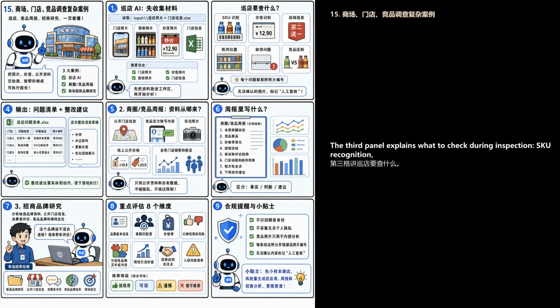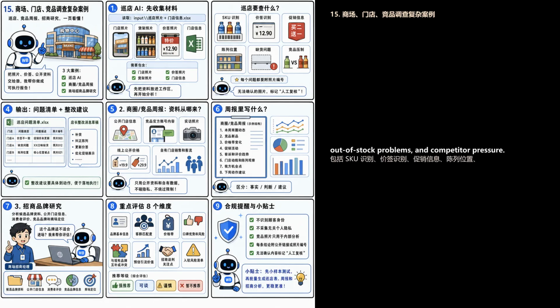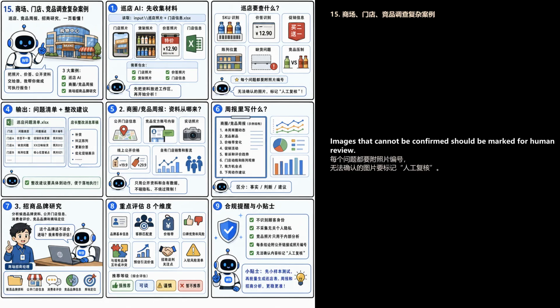The third panel explains what to check during inspection: SKU recognition, price tag recognition, promotion information, display position, out-of-stock problems, and competitor pressure. Every problem should include a photo number. Images that cannot be confirmed should be marked for human review.